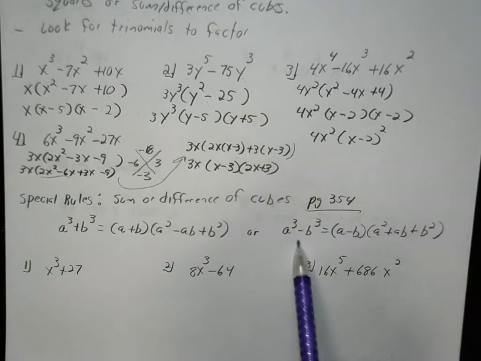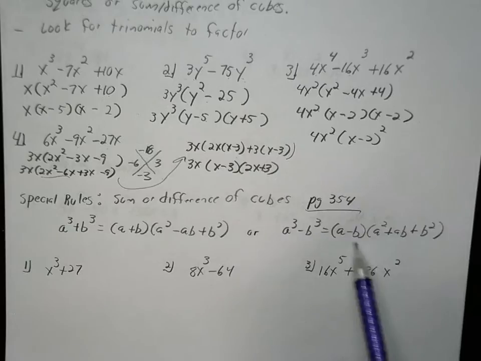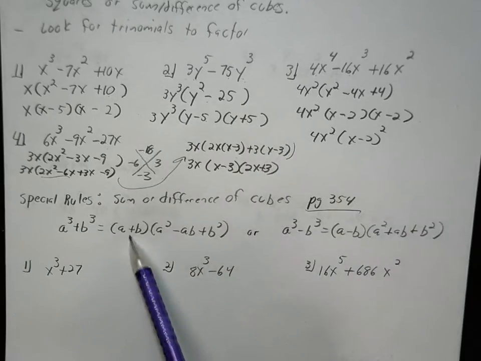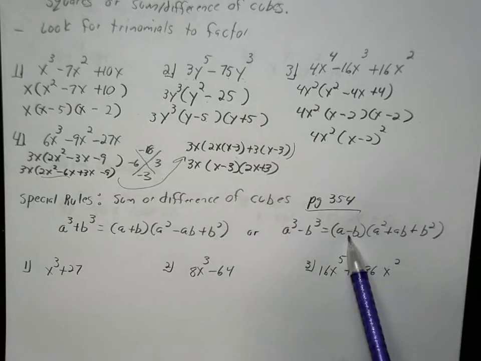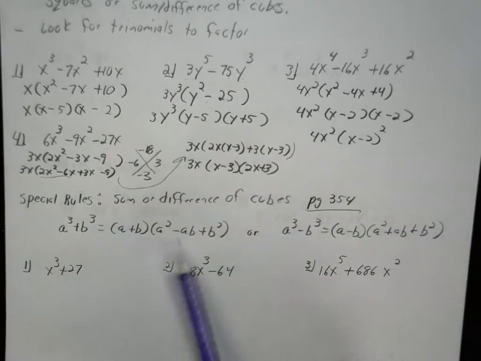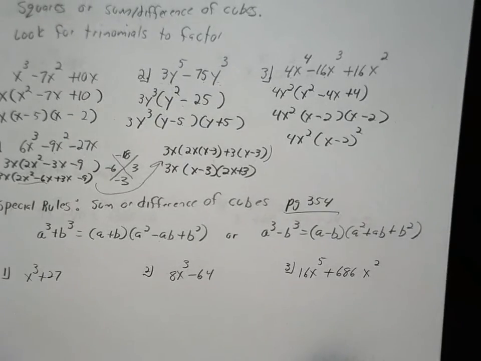If it's a difference of perfect cubes, it looks like this. All that changes is the signs. Notice this is a minus, this is a plus, and this one, this is a plus, this is a minus. Okay, so we have to recognize perfect cube numbers. Like 1 cubed is 1, 2 cubed is 8, 3 cubed is 27, 4 cubed is 64.